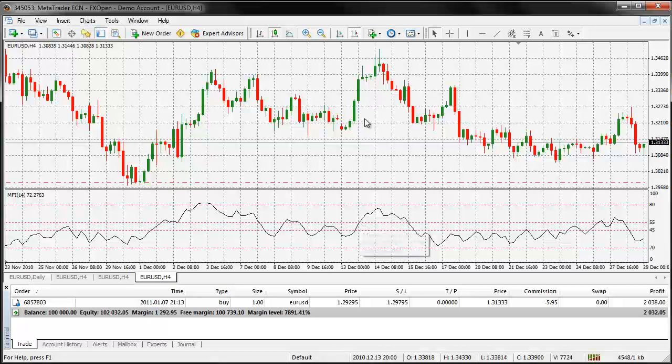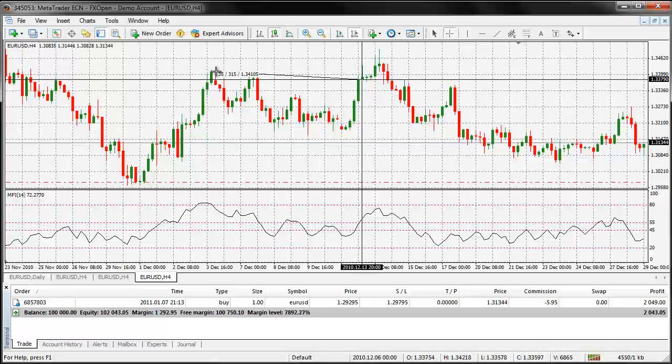Alright, but here is your buy, and if you get in on the next bar, it's not going to do you any favors, and now you need to switch your mindset and say, no, I'm not going to take this trade, I'll wait for another opportunity.